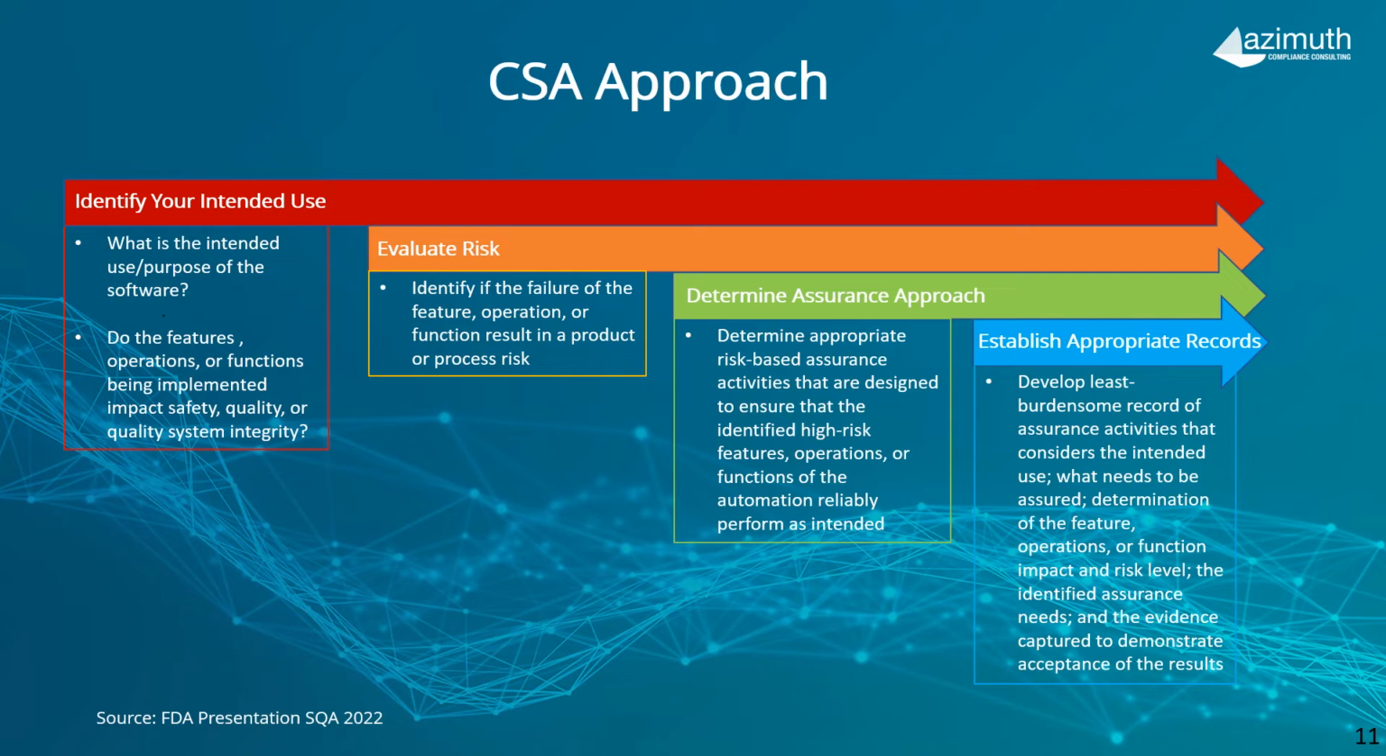Reliability: perform as intended. And records: develop the least burdensome record of assurance. Do not focus on documentation, rather focus on high-risk items. So let's look at each one of these.